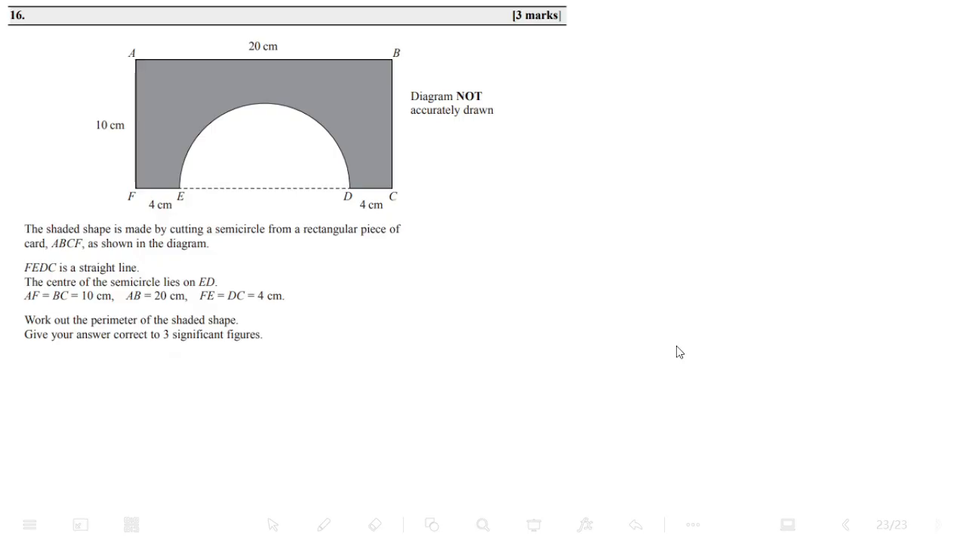See what is exactly happening. Now this was the question we were talking about earlier. The naming is already given. The shaded shape is made by cutting a semicircle from a rectangular piece of card ABCF as shown in the diagram. FEDC is a straight line. The center of the semicircle lies on ED. AF is equal to BC is equal to 10 centimeter. AB is equal to 20 centimeter. FE is equal to DC is equal to 4 centimeter. Work out the perimeter of the shaded shape. Give your answer up to three significant figures.